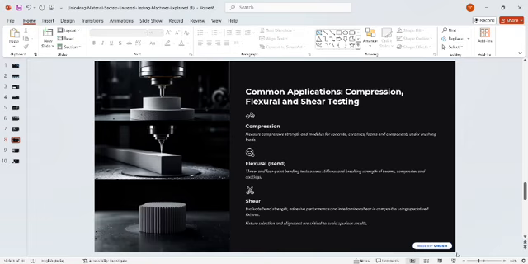So next one is shear. Shear is a destructive material test that measures the material's resistance to a force acting parallel to the plane, which causes it to slide over. So fixture selection and alignment are critical to avoid misleading results. This evaluates the bond strength, the adhesive performance, and the interlaminar shear in composites using specialized fixtures.